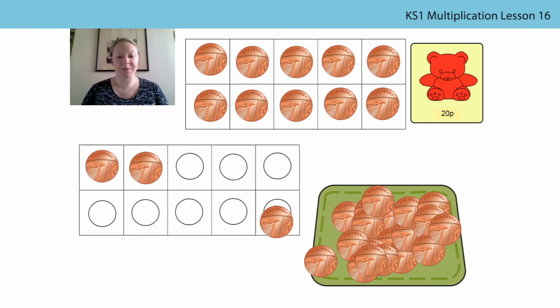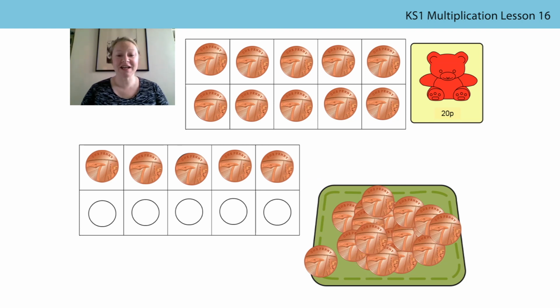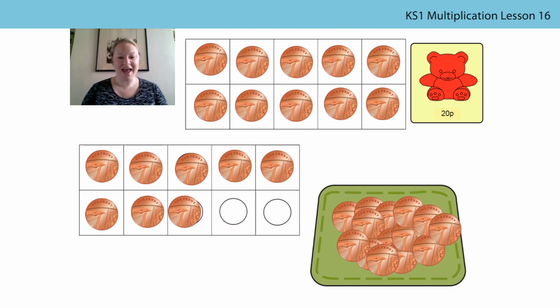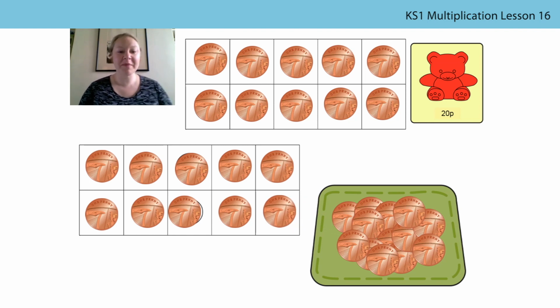11, 12, 13, 14, 15, 16, 17, 18, 19, 20. Good. We're going to stop there because we've got to our 20 pence that we need to buy our bear. That was a lot of pennies, wasn't it? Now we need to work out how many pennies we have used to get to our 20 pence.